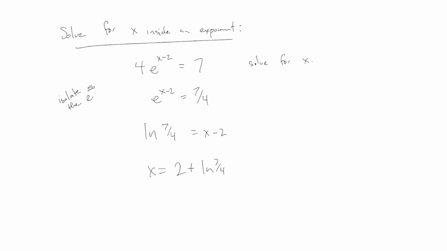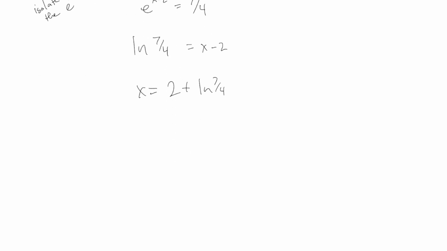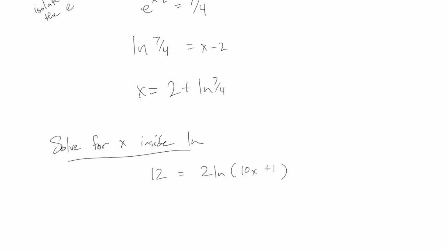All right, let's talk about how you can also do a similar trick, but the other way around, to solve for x when the x appears inside of a log. So to solve for x which appears inside of a ln, something like this: 12 equals 2 ln of 10x plus 1. Solve for x. Again, I'm going to do the same trick where I interchange one exponential format for a logarithmic format, but this time it's the other way around because I start with the log.